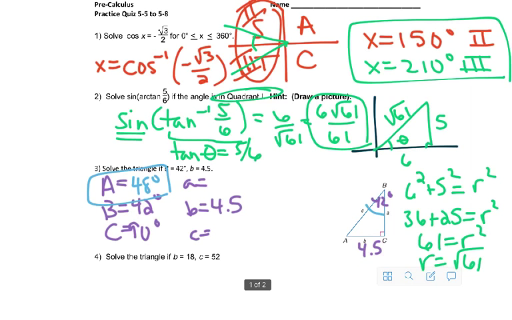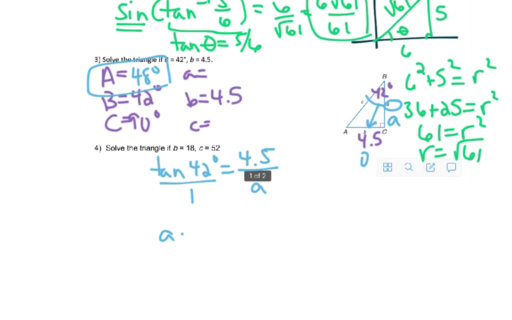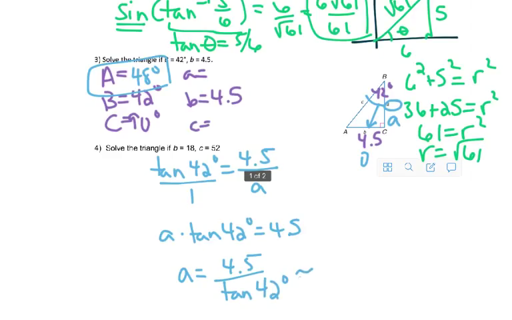So if I know angle B, and I know side B, which is the side opposite, and I want to find side A, which is the adjacent, I'm going to use tangent. So I'm going to do the tangent of 42 is equal to 4.5 over A. And then I'm going to cross multiply. So I'm going to get A times the tangent of 42 is equal to 4.5. Then I'm going to divide by tangent of 42, and I'm going to get 4.5 over the tangent of 42, which when correctly rounded is going to end up being about 5.